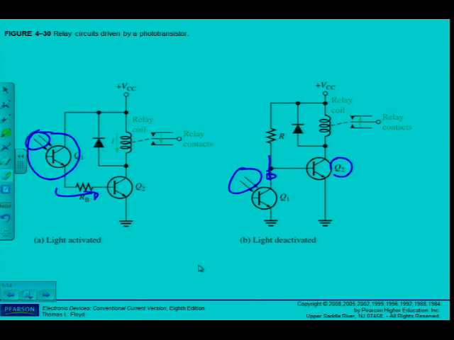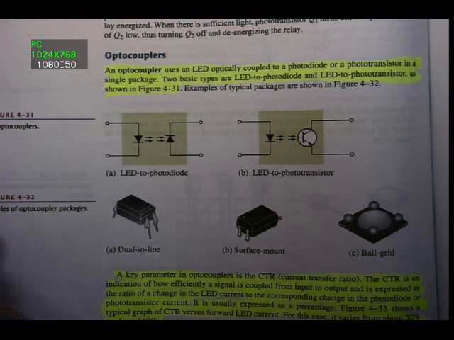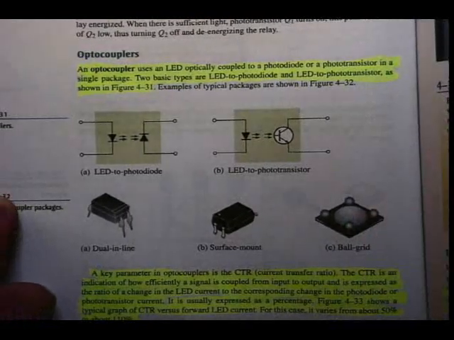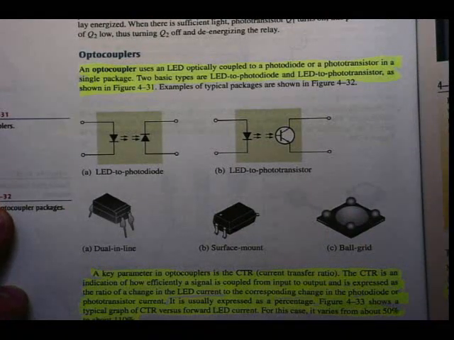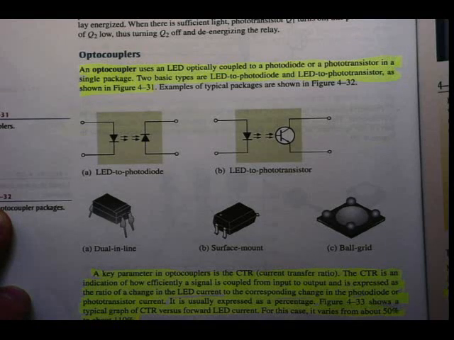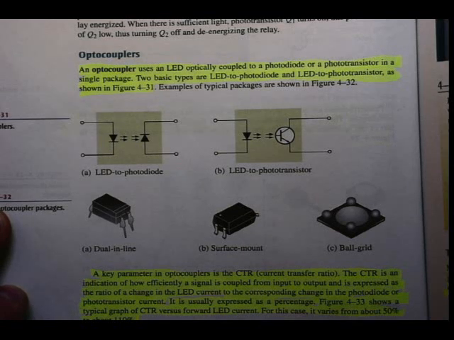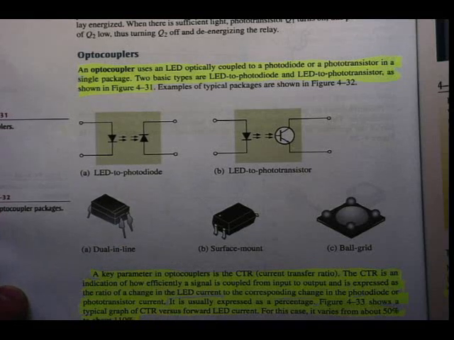Right, another application for phototransistors, if we go and have a look in our textbooks again, optocouplers, makes use of some devices that you've learned up to this stage. As a matter of fact, an optocoupler uses an LED optically coupled to a photodiode or a phototransistor in a single package. Two basic types are LED to photodiode and the LED to phototransistor, as shown there in figure 4-31. So you have to familiarize yourselves with these two basic optocouplers.